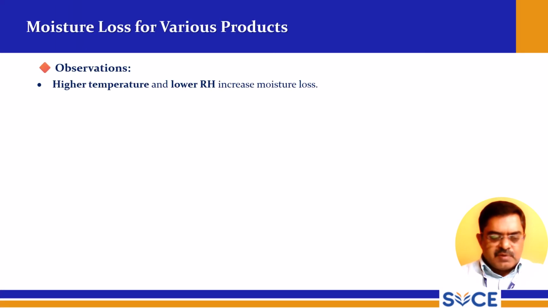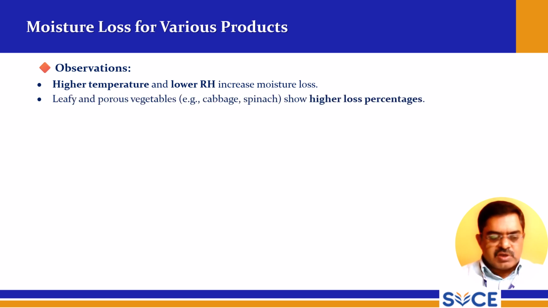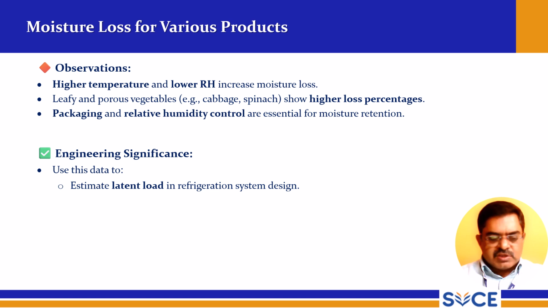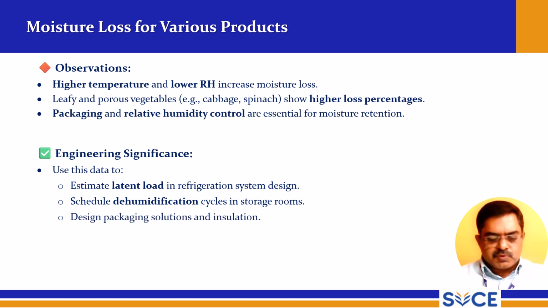So from that table we can see higher temperature and lower RH increase moisture loss. And leafy and porous vegetables, for example cabbage and spinach, show higher loss percentages. And packaging and relative humidity control are essential for moisture retention. As for engineering significance, use this data to estimate latent load in refrigeration systems, for system design, to schedule rehumidification cycles in storage rooms, and to design packaging solutions and insulation.